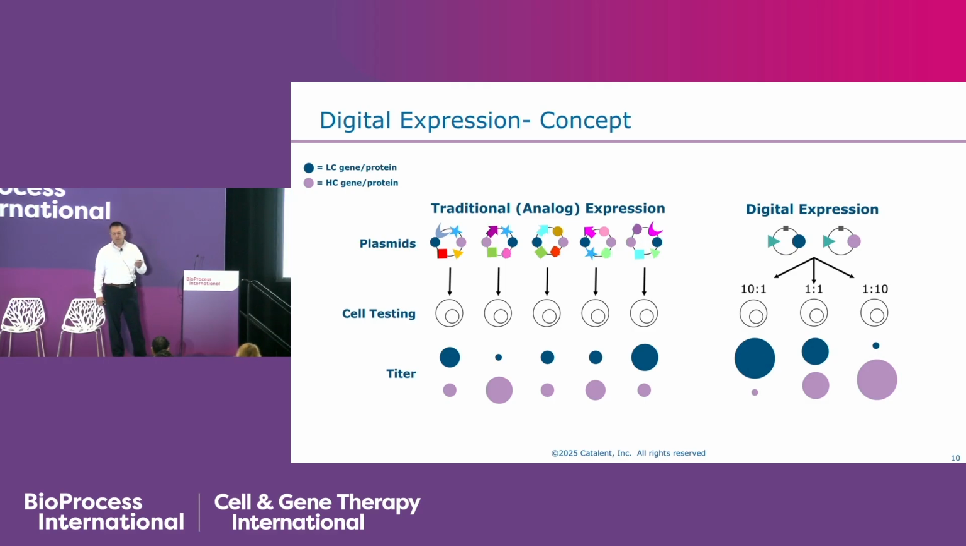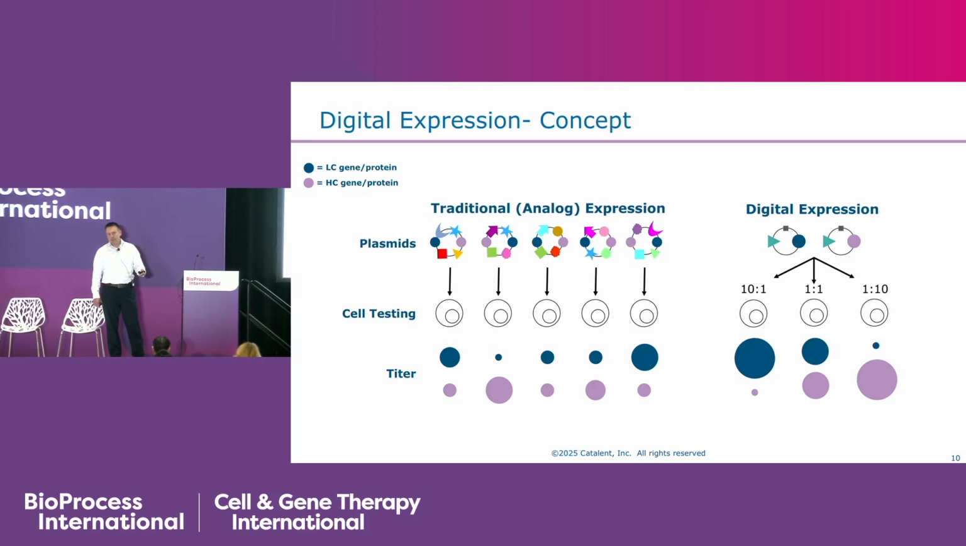So for a traditional process, you'll play with the vector design. You'll switch the orders of the, in this example, heavy and light chain, but it could be a variety of different genes, a number of genes. You'll play with promoters and introns and a lot of different genetic elements to find the right balance of expression. And that may vary project to project because of differences in translatability, et cetera. So it's a lot of work. We've all suffered through this some, especially if you're in the molecular biology team.